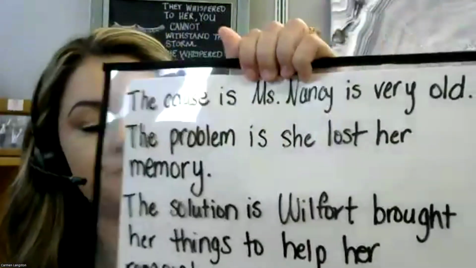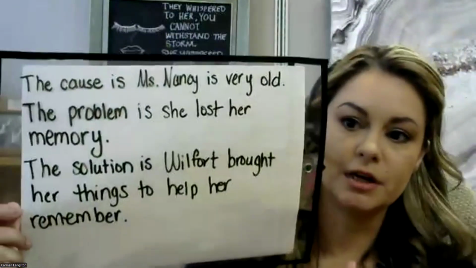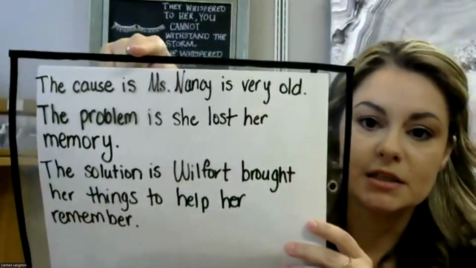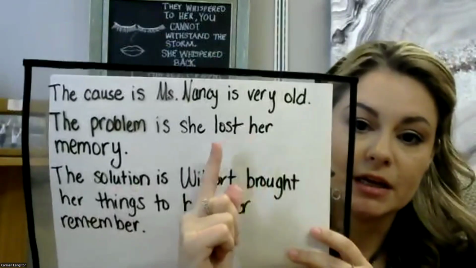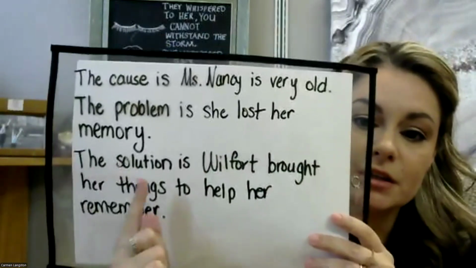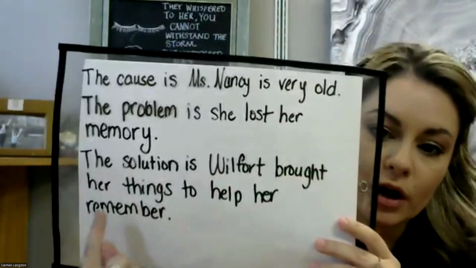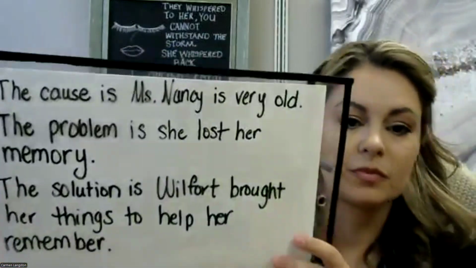Okay, now let's look at it and let's read out our main idea. Our main idea is what the story is mostly about. So we said, the cause is Miss Nancy is very old. The problem is she lost her memory. And the solution is Wilford brought her things to help her remember. Very good. So if we were looking at a multiple choice for main idea, we know we need to be looking for these things within the multiple choice answer.